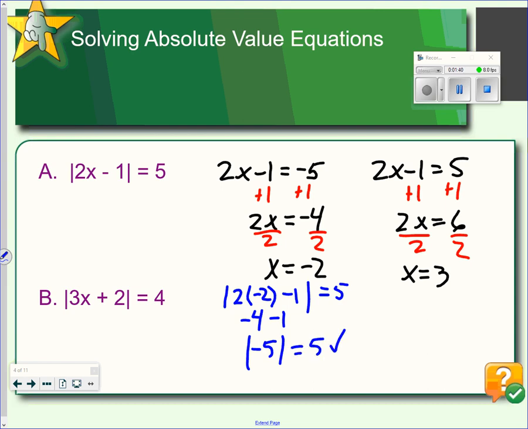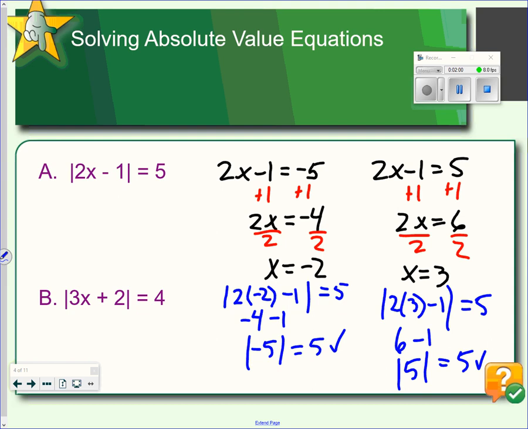So that one works. Doing the same thing on the second side, we're going to do 2 times 3 minus 1 and see if that equals 5. So we get 6 minus 1 is 5, absolute value of 5, and so that one also works.